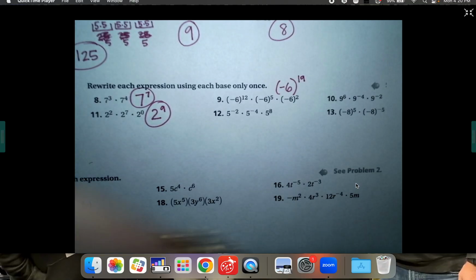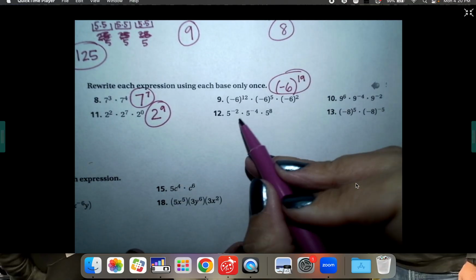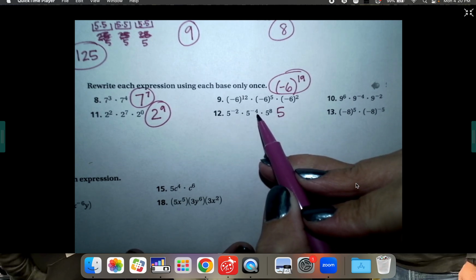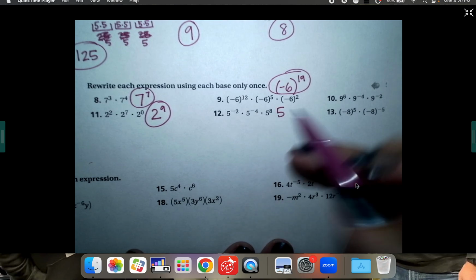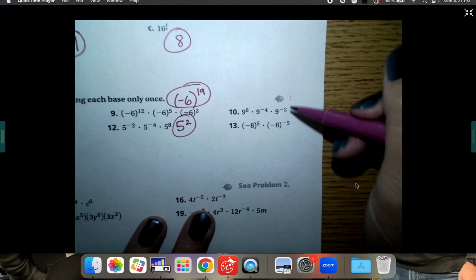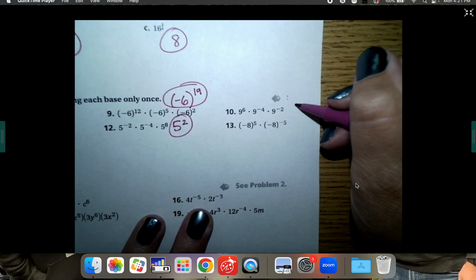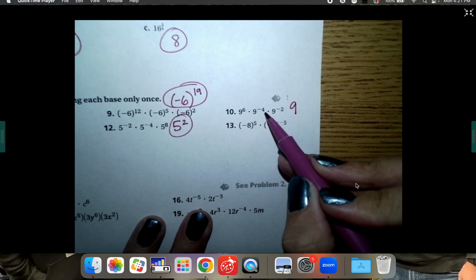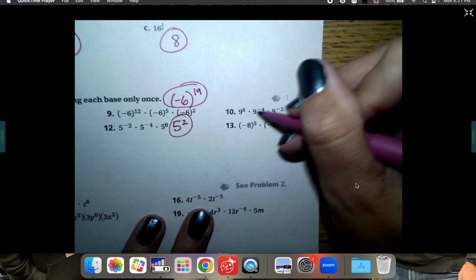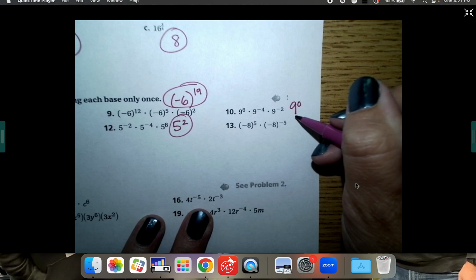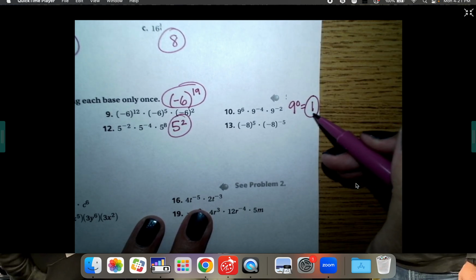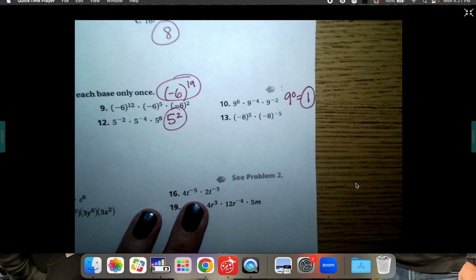Sorry, now my computer went to sleep. The one below, the base is 5. We're going to add -2 plus -4, which is -6, plus 8 is 2. All right, the base is 9, so we're going to leave it 9. 6 plus -4 is 2, plus -2. Ooh, look at this one. 2 plus -2 is 0. Anything to the 0 power is 1. It's not 9 to the 1, it's just the whole thing is 1.